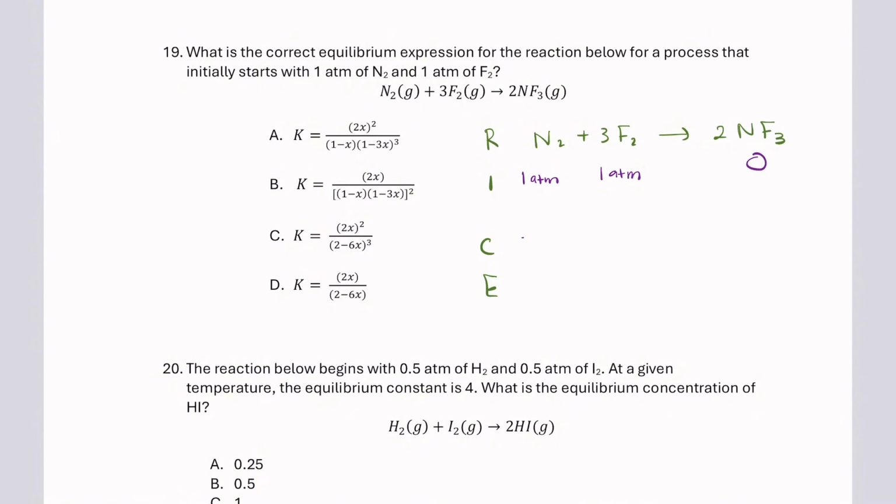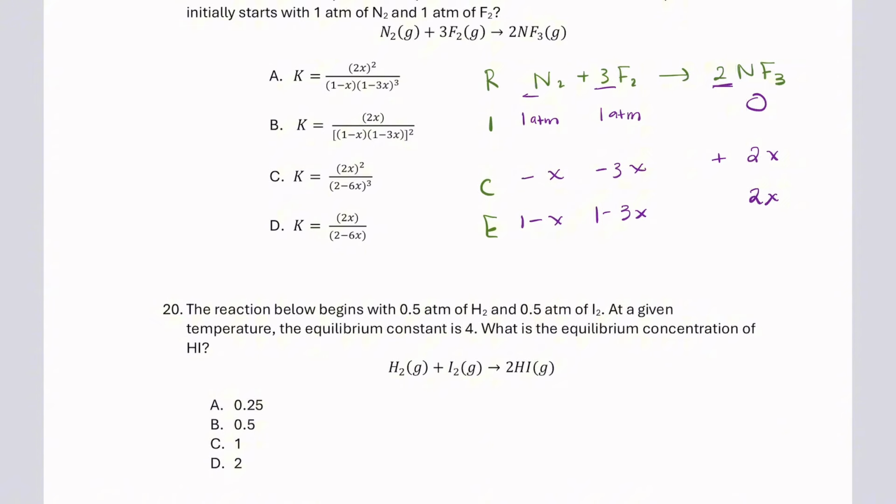Then we move into the change line. As the reaction proceeds forward, nitrogen gas goes down by X. Fluorine gas goes down by 3X because of the 1:3 ratio. And our product is going to go up by 2X because 2 moles are produced. Now we get to our final row, equilibrium. To get equilibrium, it's initial plus change. That gives me that nitrogen gas equals 1 minus X. Fluorine gas equals 1 minus 3X, and our product is equal to 2X.